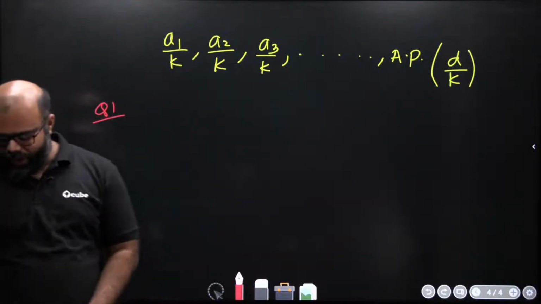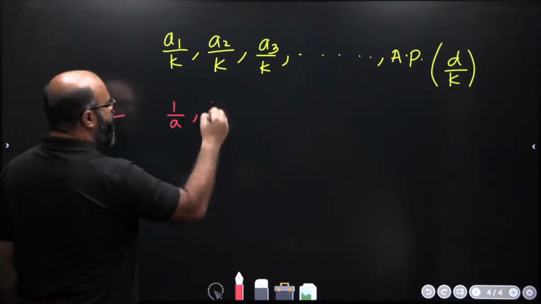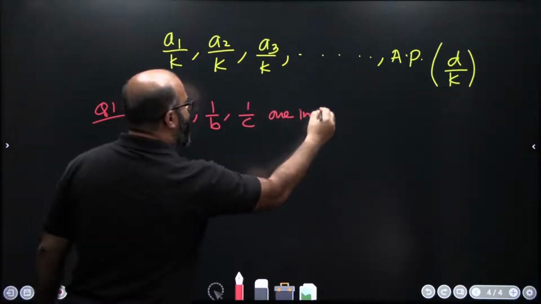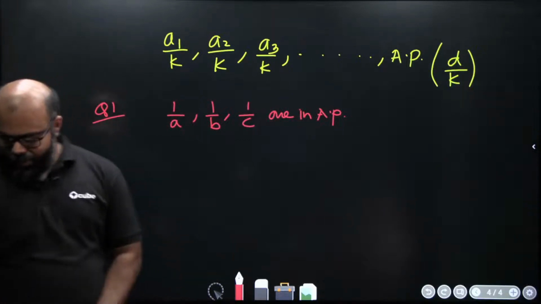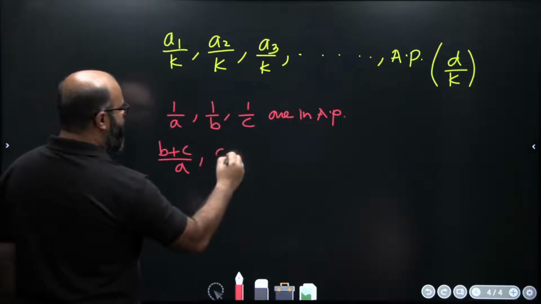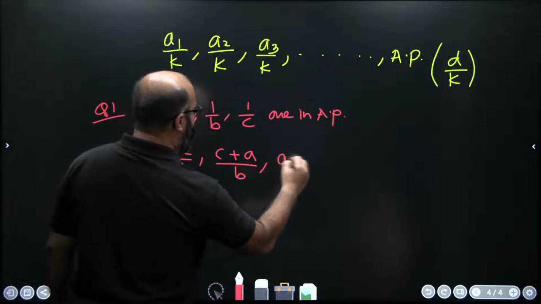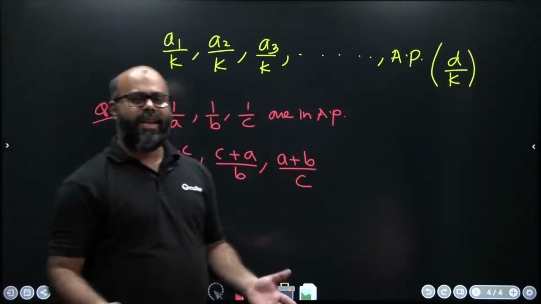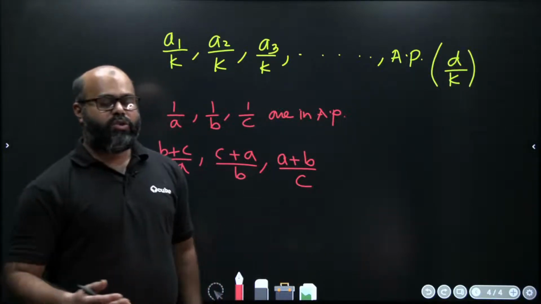So what am I doing here? I am taking a question in which it is said that 1 by a, 1 by b, 1 by c are in AP, and it is further asked to tell that (b plus c) by a, (c plus a) by b, and (a plus b) by c, with what sequence is this? Is this an AP? Is this a GP? Is this an HP? Or is this none of these? So you have to find out.